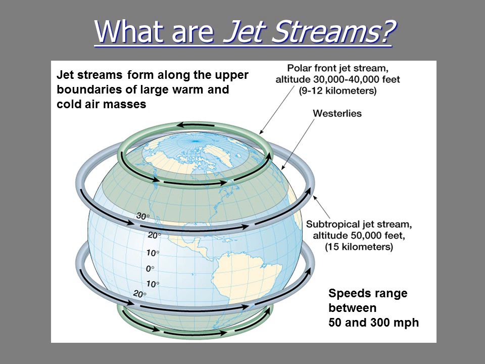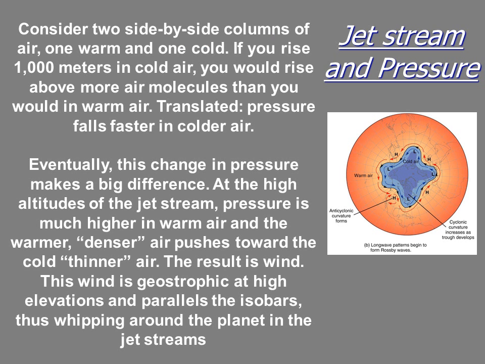All right. Jet streams. Jet streams are going to form at the boundaries of these, where you have these high pressures and low pressures. So at the subtropical highs, you have a jet stream, and then at the subpolar lows, we have a jet stream. The reason why is these are your upper level winds, these geostrophic winds that don't cross the isobars, and they whip around the planet. And they're going to form along the boundary of large warm and cold air masses. This air tends to be warmer than this air. This air tends to be warmer than this air. They can go super fast, 50 to 300 miles per hour, and they're cool.